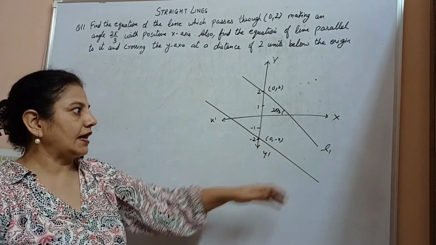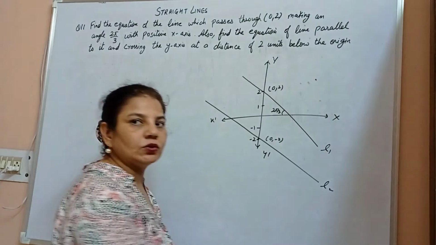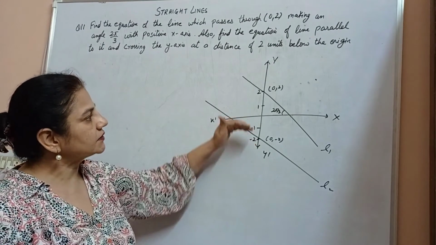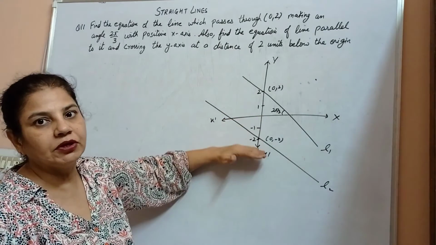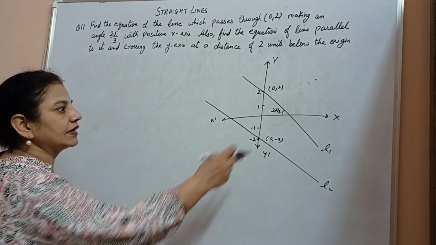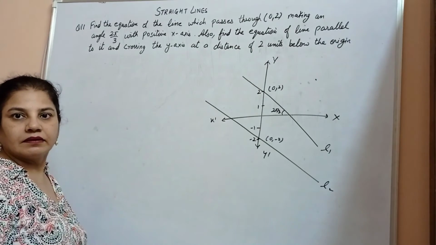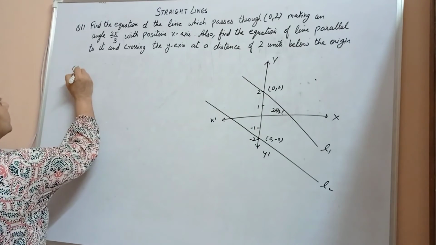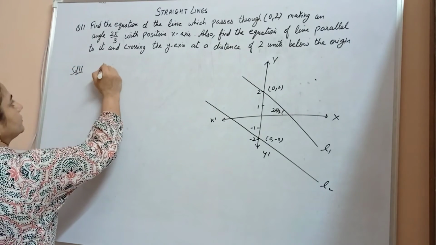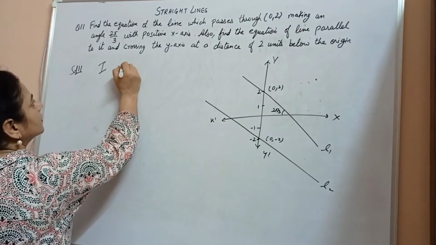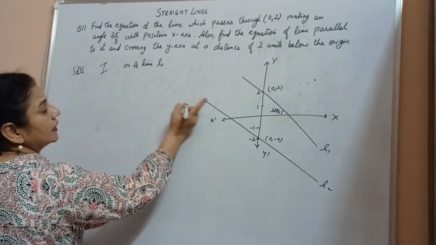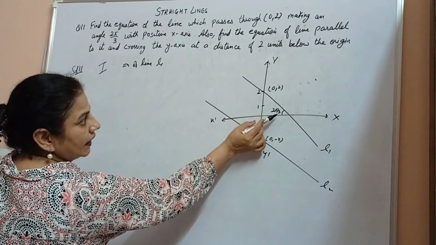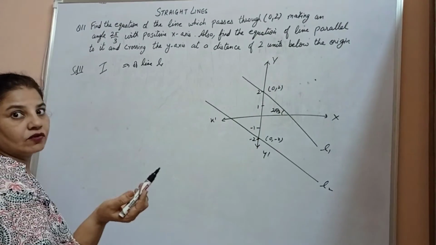So L2 is parallel to L1, and again it makes the same angle 2 pi by 3, and this point is 2 units below the origin. So first of all we calculate the equation of line L1. Say the equation of line L1 is given as, here it gives us that m is the slope as it makes an angle of 2 pi by 3.